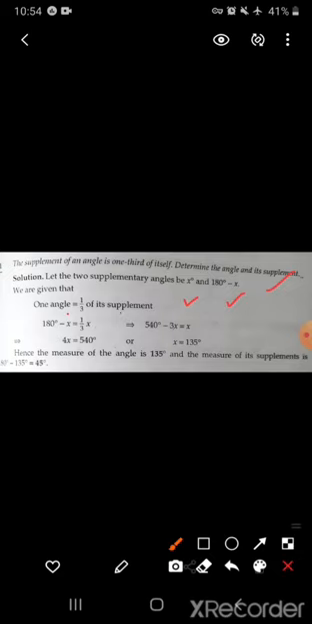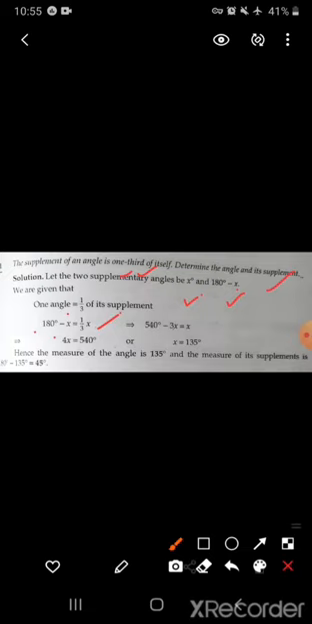One angle is equal to 1/3 of its supplement, right? So out of these two angles, let me suppose 180 minus x is one angle, and the other is x. According to the question, the supplement of an angle is 1/3 of itself. Itself means x. So 180 minus x equals 1/3 of x.